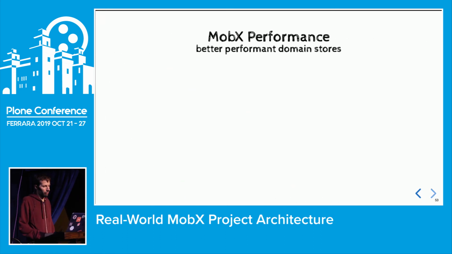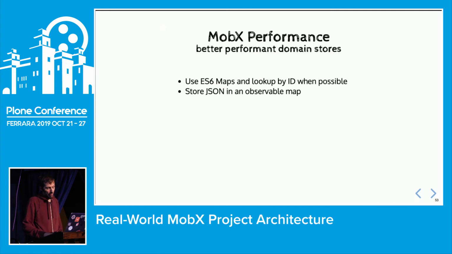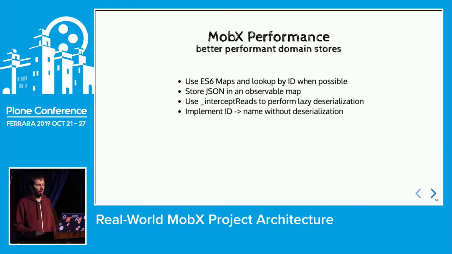And so when thinking about designing your domain stores, remember that you usually need to provide your data with some lookup ID in order to avoid iterating all the values in your store. And if possible, hold in your domain store the data as it has arrived from the API, and then use interceptReads to convert those values into the domain state instance as they are being read, and just implement some method that, given an ID, gives back a name without providing any deserialization.